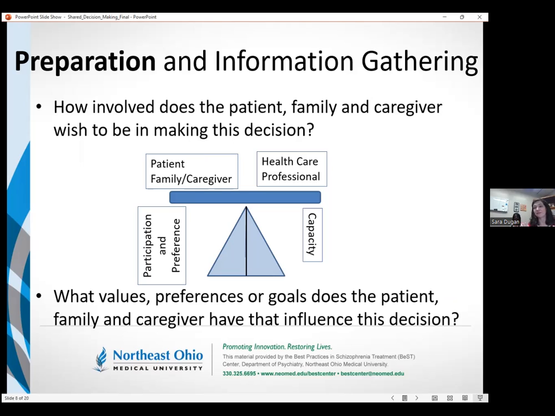And that's completely fine. But making sure that that's where the patient and the family or caregivers are is really essential, because if they revisit it and decide that, you know what, I do want to be involved in that process, we need to make sure that we give them that opportunity. Their participation and capacity to participate do need to be taken into account. I don't want to overlook that.